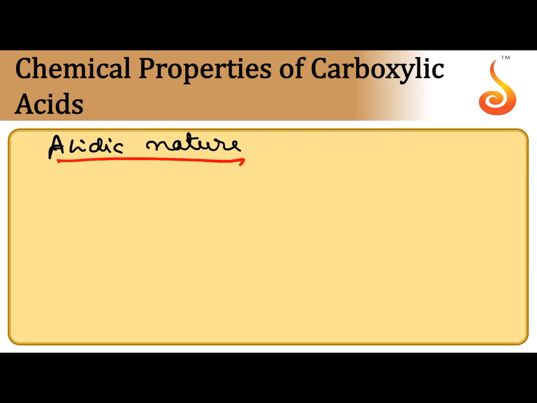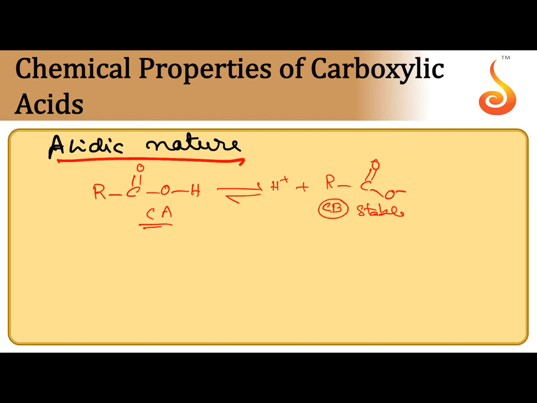Next, under the chemical properties, we have to discuss mainly acidic nature. Carboxylic acids are strongest acids among all organic acids like alcohols, phenols. Carboxylic acid loses H plus and becomes carboxylate ion. Carboxylate ion is stable due to conjugation. So it has two equivalent resonance structures. That's why carboxylic acid is strong acid. Its conjugate base carboxylate is stable. Carboxylic acid is strong.